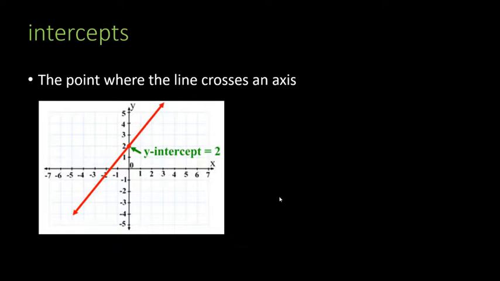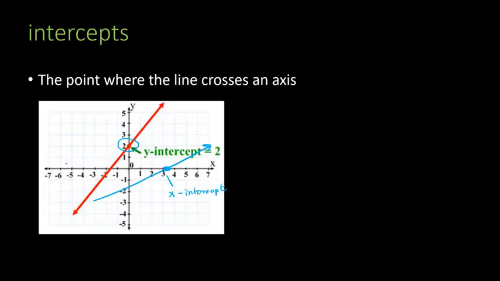So a quick review on intercepts. Remember that an intercept is a point where the line, the graph of your equation, passes over an axis. So if it's passing over the x-axis, this is an x-intercept. If I had a line that went like this, the point right here where it passes over the x-axis is the x-intercept. Okay, so visually it's pretty easy to see.